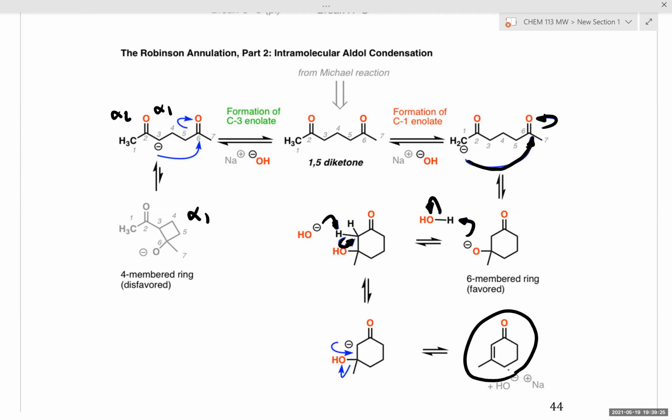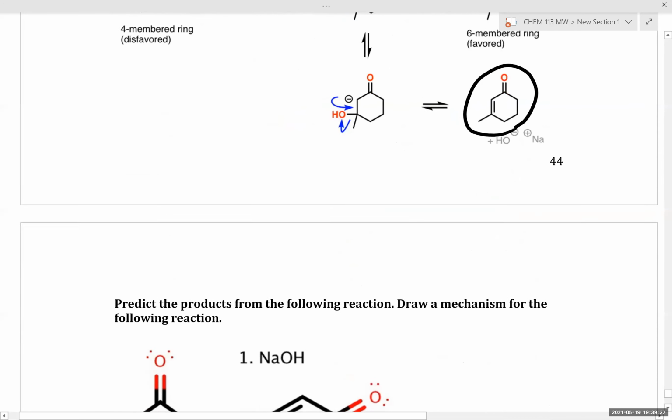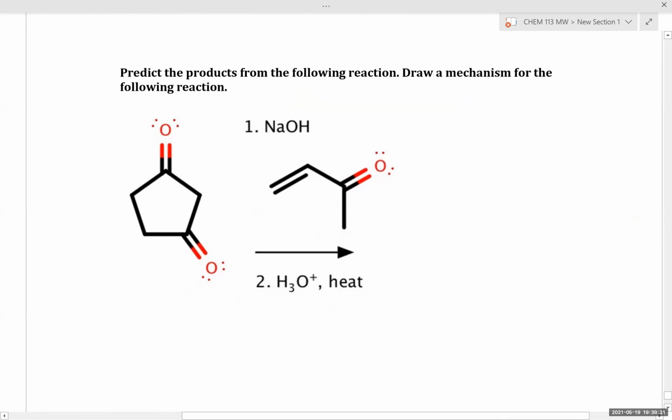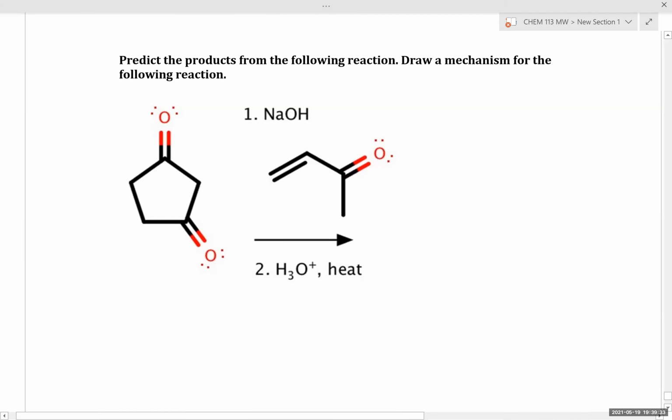Okay, so let's try to apply what we've learned to the following example, and let's try to predict the product from the following reaction, and then draw a mechanism for the following reaction.